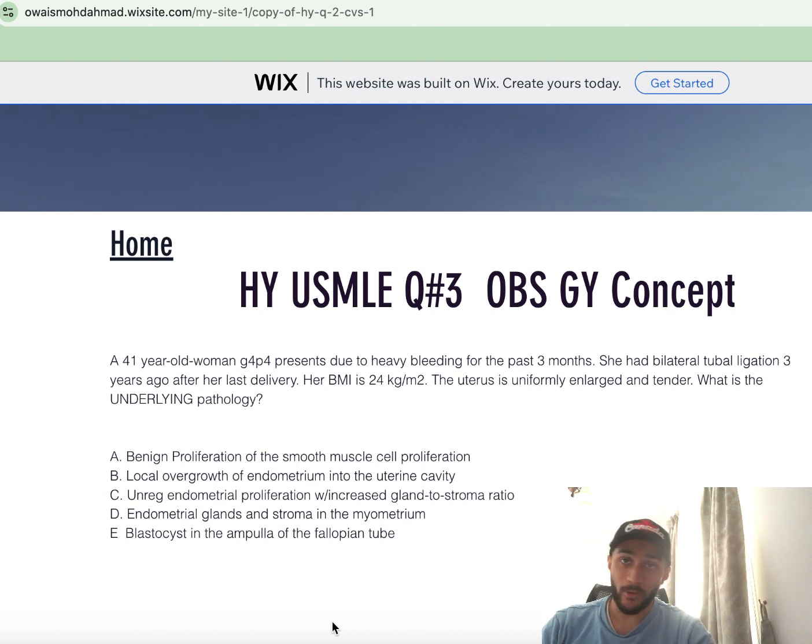So let's get started. We always start with the last two sentences. The uterus is uniformly enlarged and tender. What is the underlying pathology? All right, let's start from the beginning.